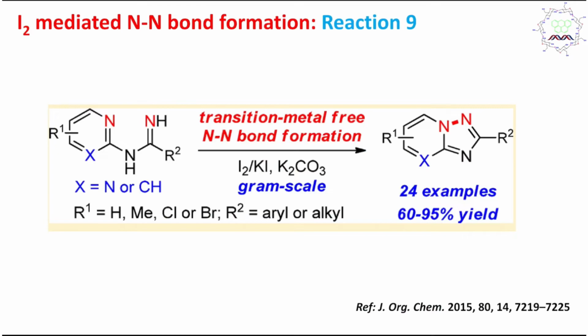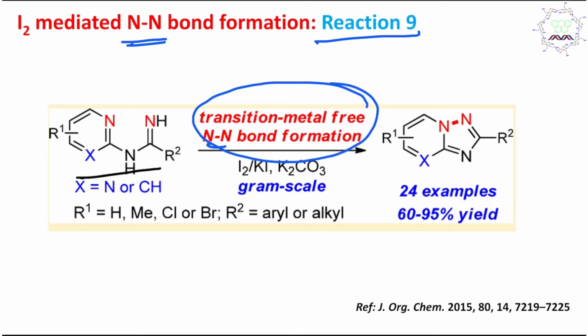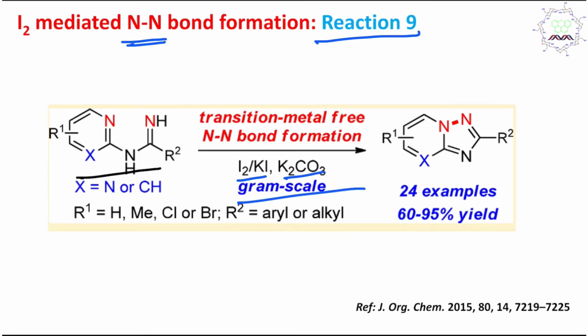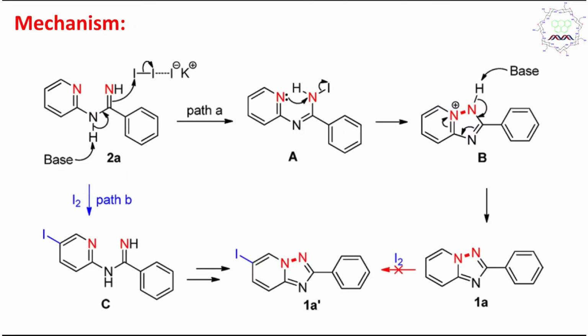Now let's come to the last reaction of today's discussion, that is iodine mediated N-N bond formation. It's interesting, reaction 9. Actually, students, this is very interesting because it is transition metal free N-N bond formation. So what are the reagents? Iodine, potassium iodide, KI3, potassium carbonate. So same as the previous one at the beginning. So how is this reaction done?